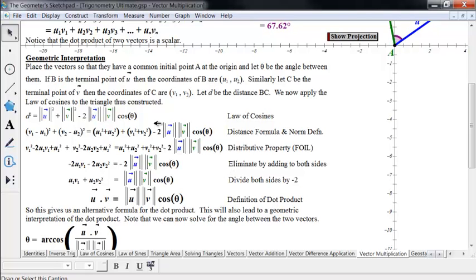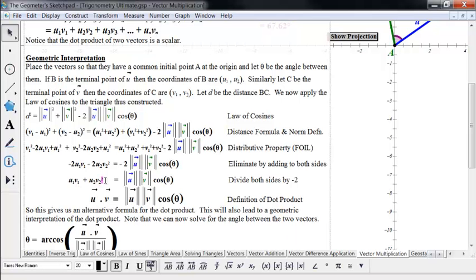Now what I want you to notice is all of these terms right here with squares are going to cancel out. See that u1 squared cancels with that u1 squared. That u2 squared cancels with this u2 squared. This v1 squared cancels over here with the first term. And the v2 squared cancels with this, by adding the opposite of these four terms to both sides. So that cleans it up a bit. Now we're down to here. And I see negative 2's everywhere. So if I divide everything by negative 2, I get u1 v1 plus u2 v2.